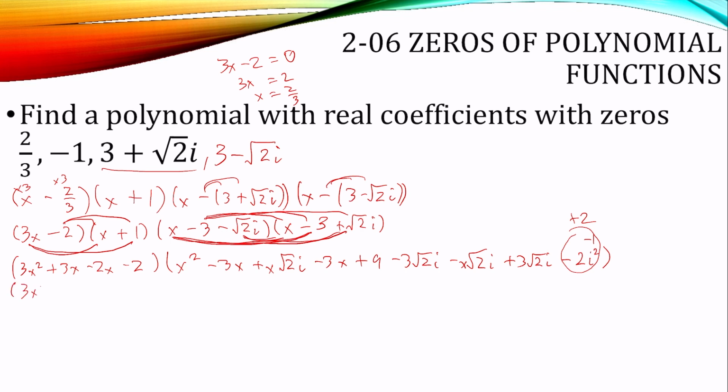Combine like terms. This will become x squared. We have negative 3x and negative 3x. X square root of 2i minus x square root of 2i cancels out. Negative 3 square root of 2i and positive 3 square root of 2i cancels out. So then I have 9 and 2 is 11.